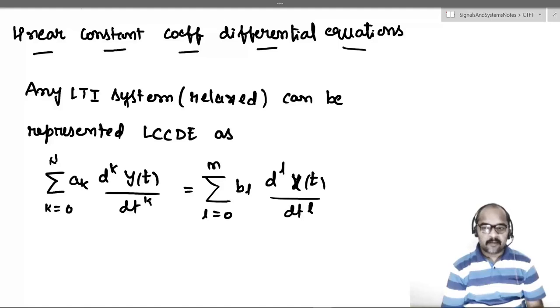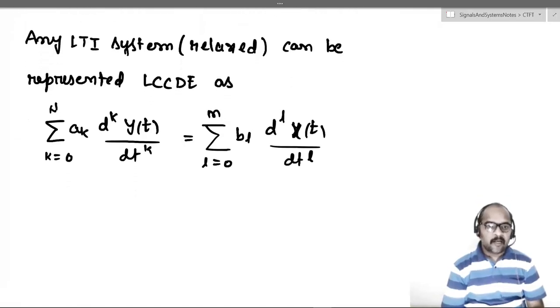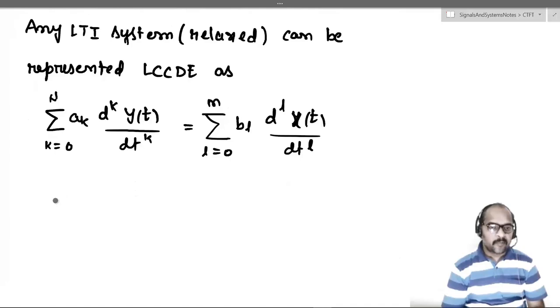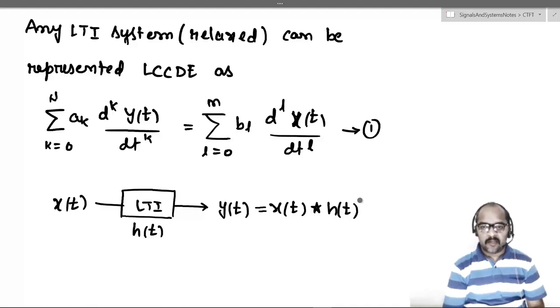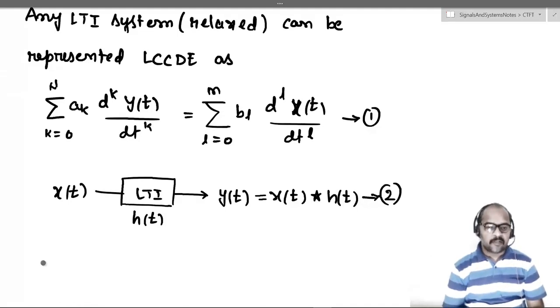Any LTI system can be represented like this. But we know that an LTI system in block diagram representation can be written as x(t) passed through the LTI system with impulse response h(t), and the corresponding output is given by y(t) equal to x(t) convolved with h(t). Let us call this equation 1. Just to have clarity, let us call this equation 2. First let us focus on equation 2.